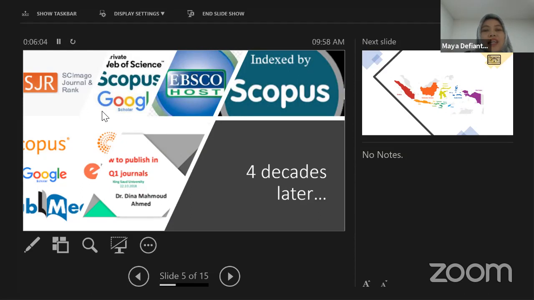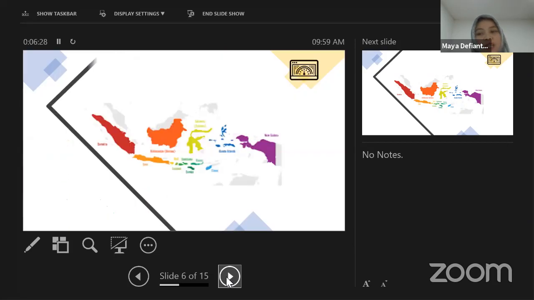Currently, we are all familiar with the benefits of writing for publication, namely prestige and promotion. In fact, the university ranking is also determined by how many publications are written by their staff members. Okay, so let's see how it is in Indonesia.